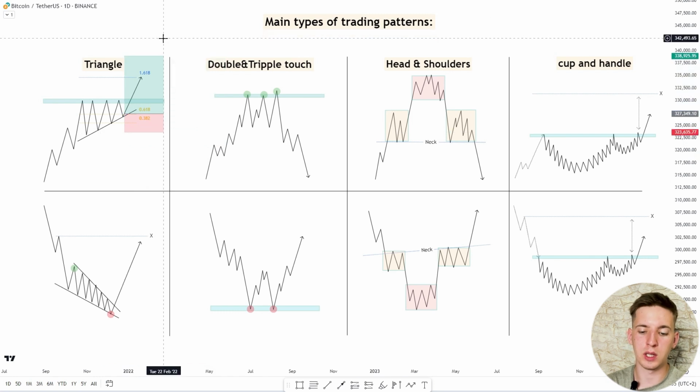Now let's consider where to set the take profit. Often it is placed in two locations.